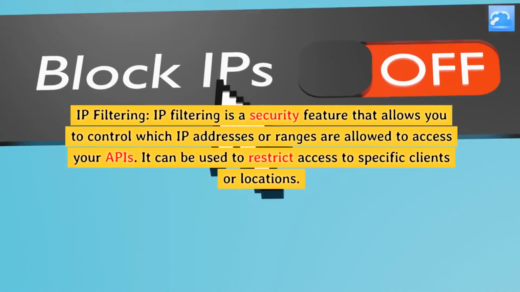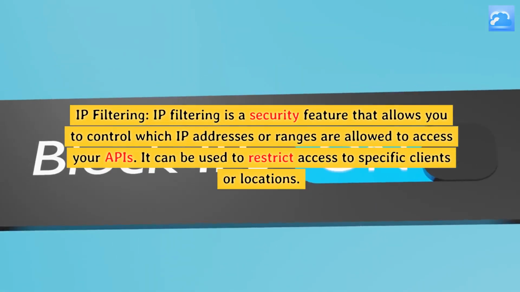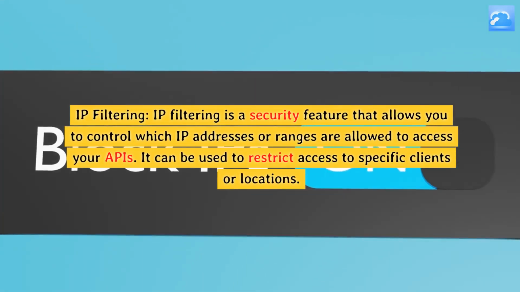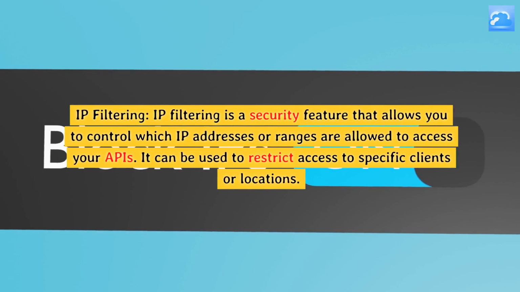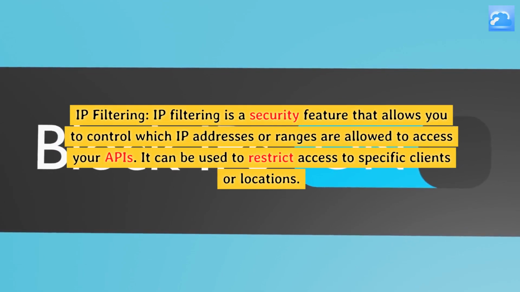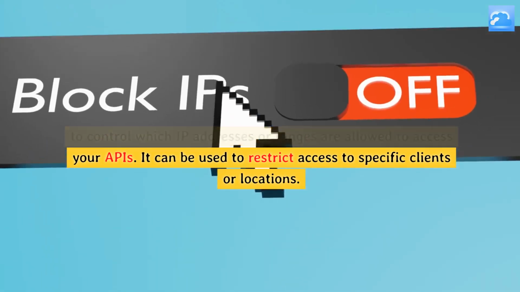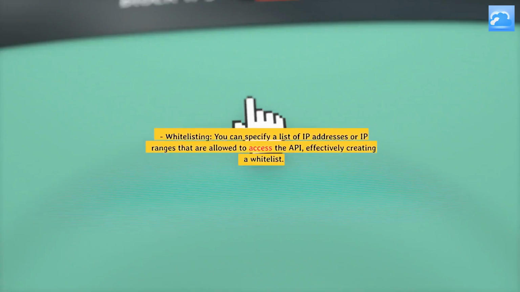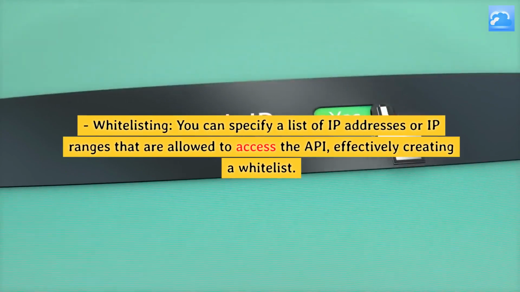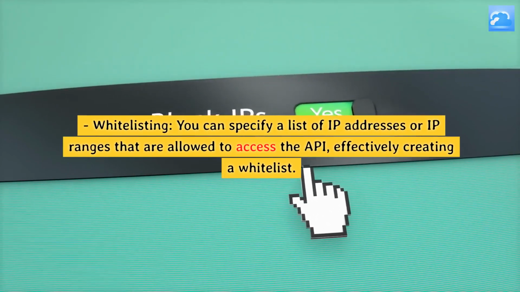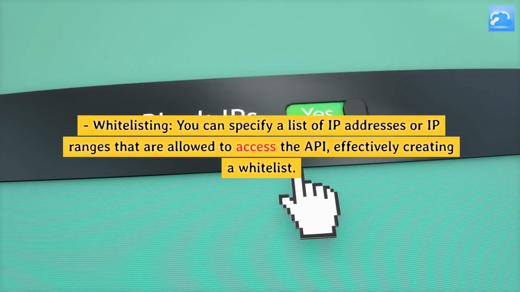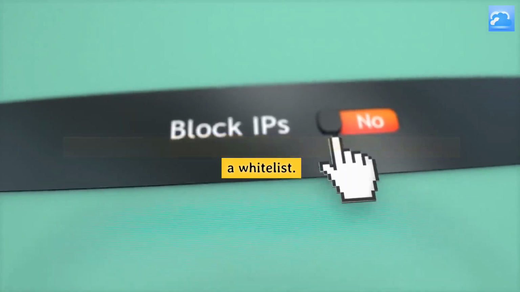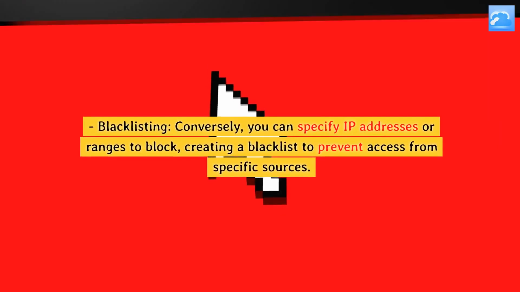IP filtering. IP filtering is a security feature that allows you to control which IP addresses or ranges are allowed to access your APIs. It can be used to restrict access to specific clients or locations. Features: Whitelisting. You can specify a list of IP addresses or IP ranges that are allowed to access the API, effectively creating a whitelist.